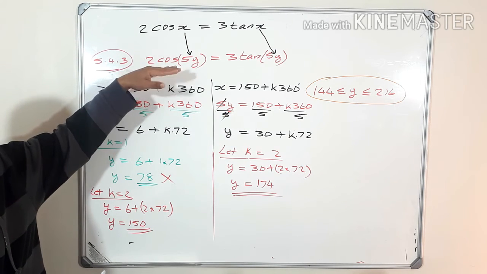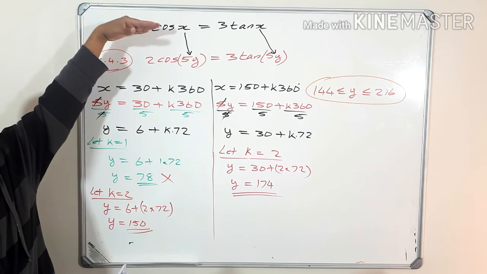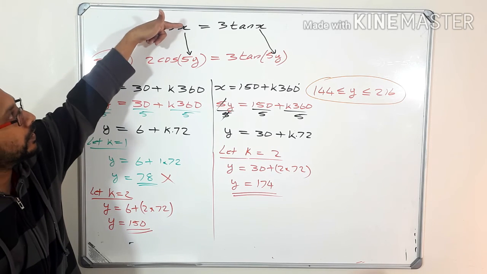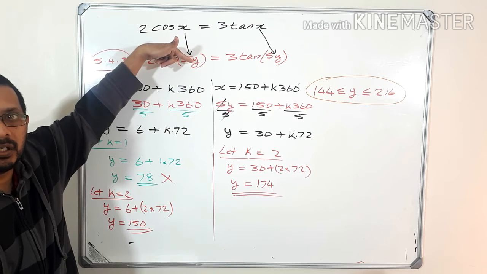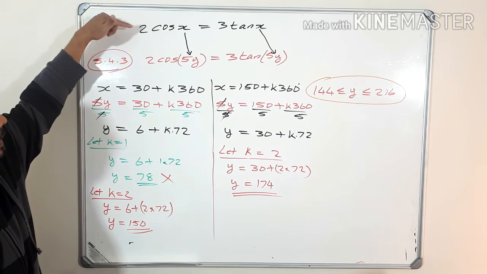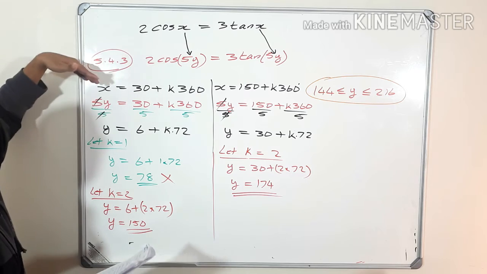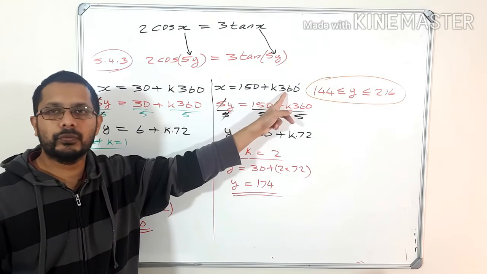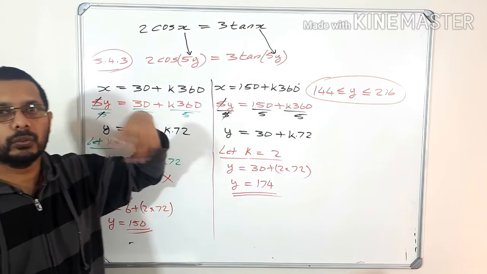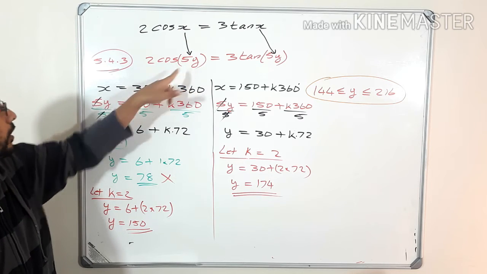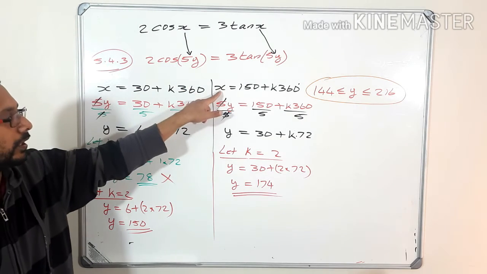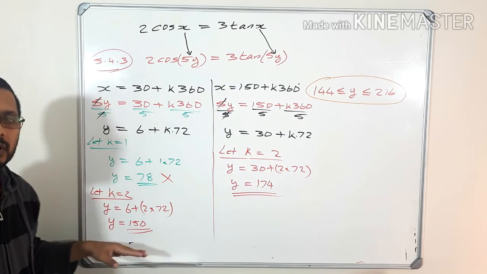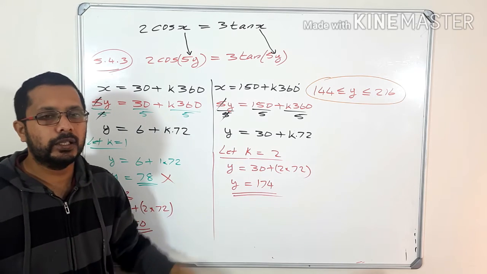Since this one is a part of the previous question, the main question, compare that main question and this one. You can see that the only change is this x. Instead of this x, they wrote 5y. From the main question we got two general solutions: x is equal to 30 plus k times 360 and x is equal to 150 plus k times 360. So in this question, the only difference is instead of x, it is 5y. Instead of this x you write 5y, instead of this x also 5y. Then simplify and try to find two values. So here the answers are y is equal to 150 and 174.